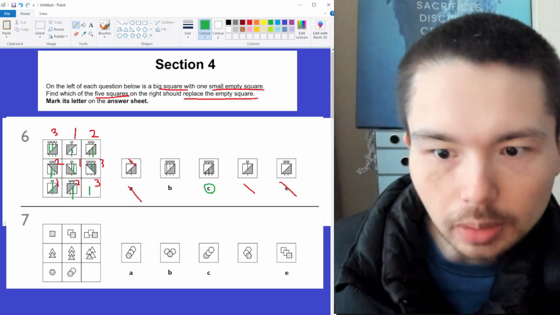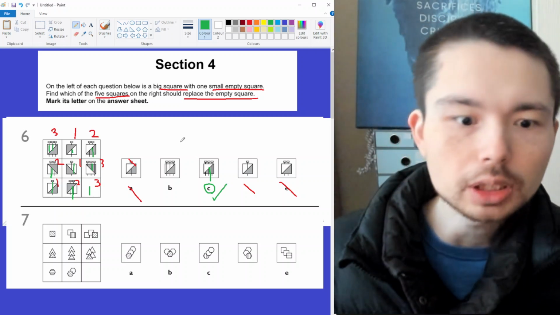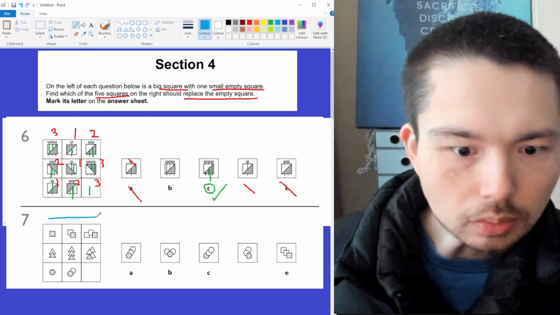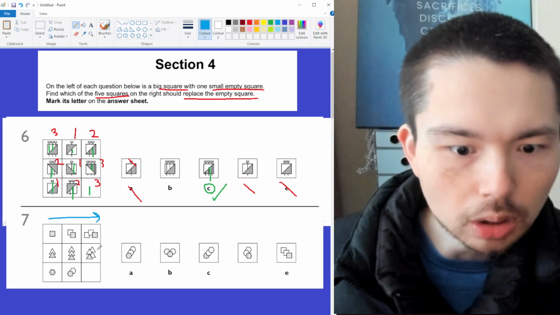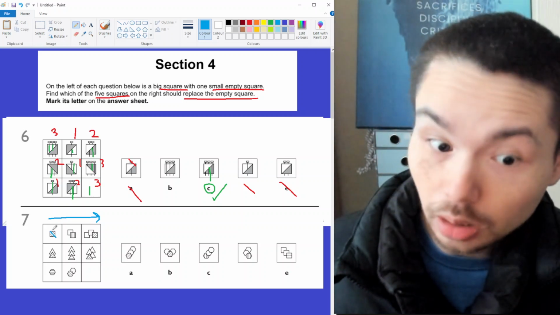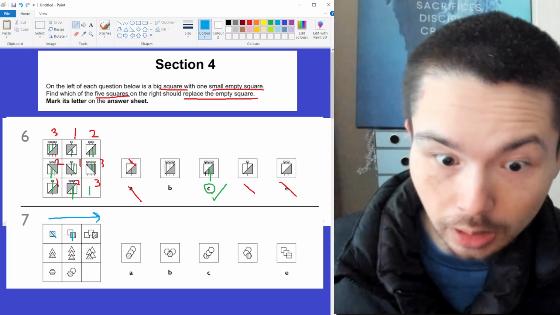C is the answer. It hits the grey bit. That's a difficult feature to find. Question 7. We go across. Top row and middle row will help. Look at the lines. That stands out to me, definitely. Lines going this way, down and across.